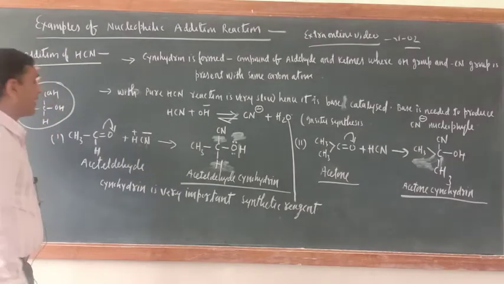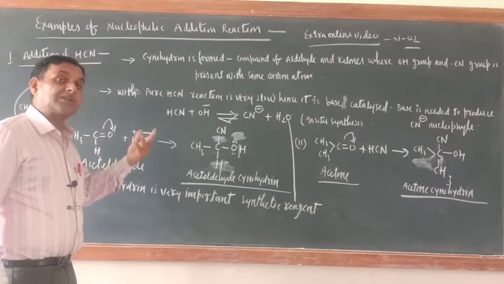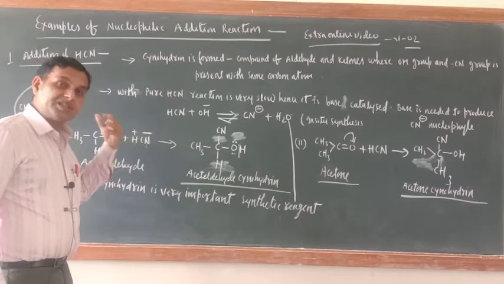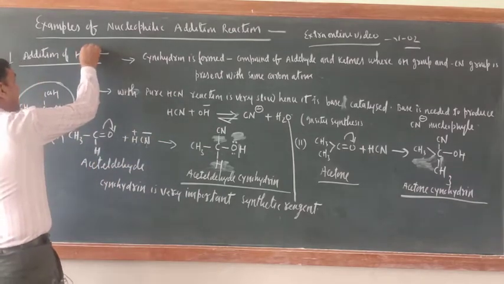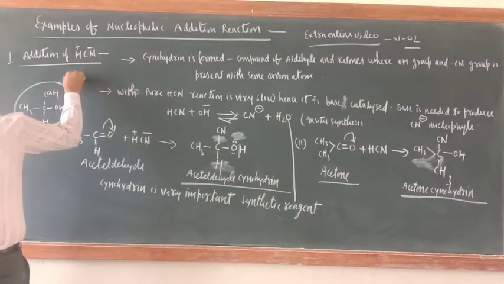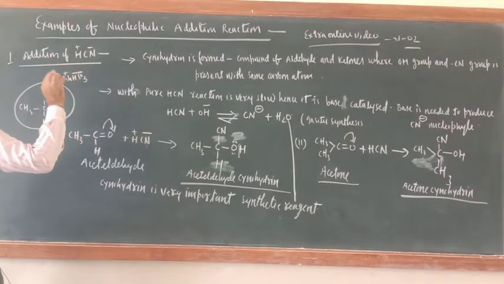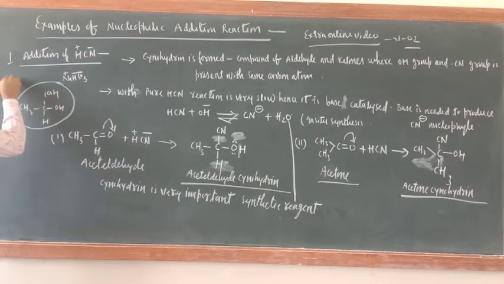Suppose I am taking sodium hydrogen sulfide, so that also contains the nucleophile. If I am taking alcohol, that also contains the nucleophile. Now which is nucleophile? Like in HCN, CN negative is nucleophile, H positive is not nucleophile. In sodium hydrogen sulfite, HSO3 negative is nucleophile, sodium is not nucleophile. Alcohol, ROH: RO negative is nucleophile, H positive is not nucleophile.